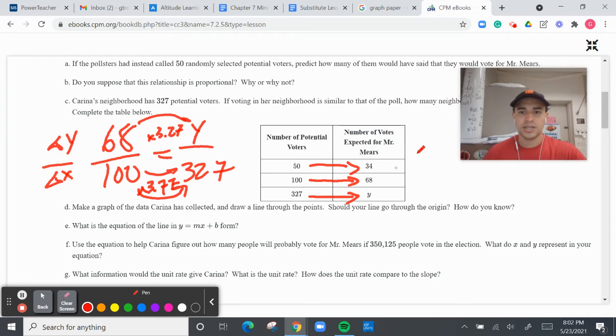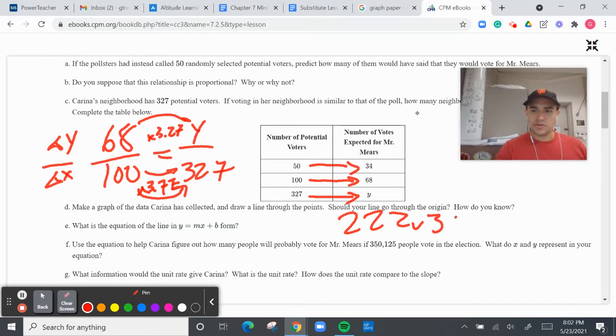All right, so it's like a giant one. So what is 3.27 times 68? I'm going to go ahead and 3.27 times 68. That's going to be 222.36. Now, you can't really have 222.36 voters.